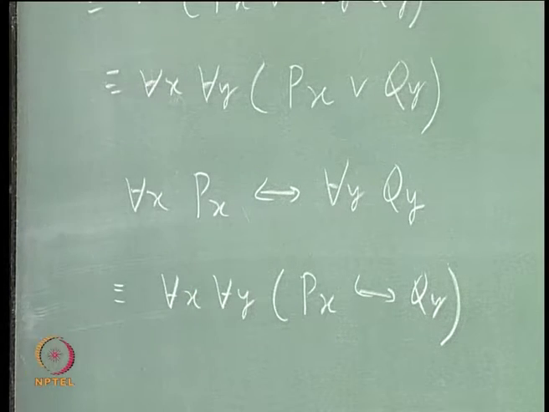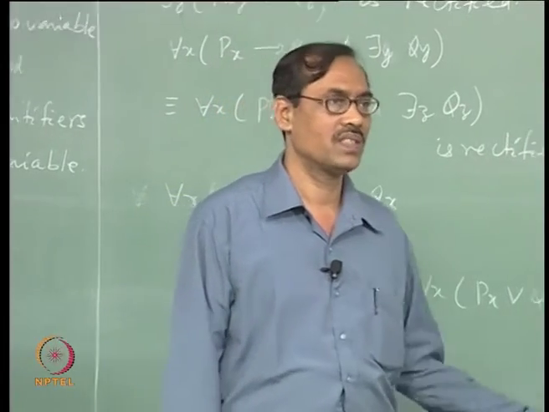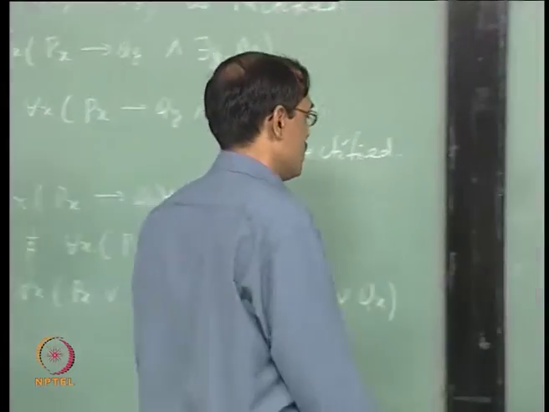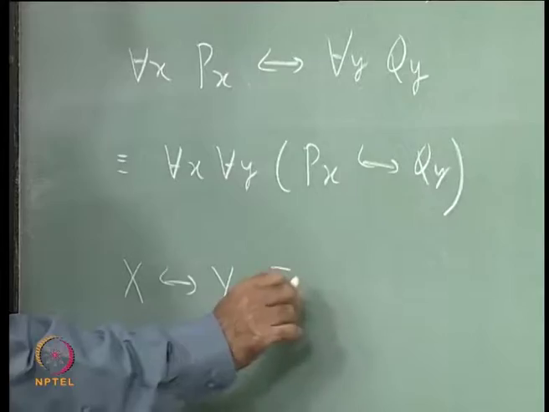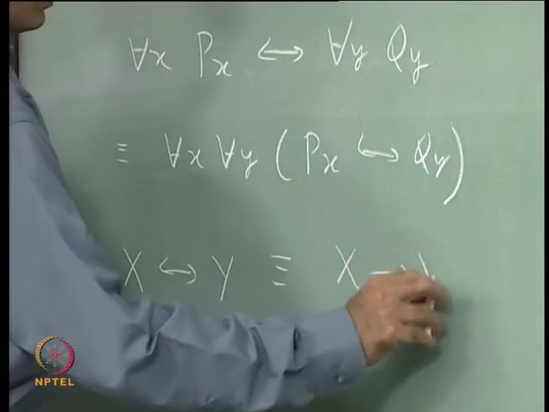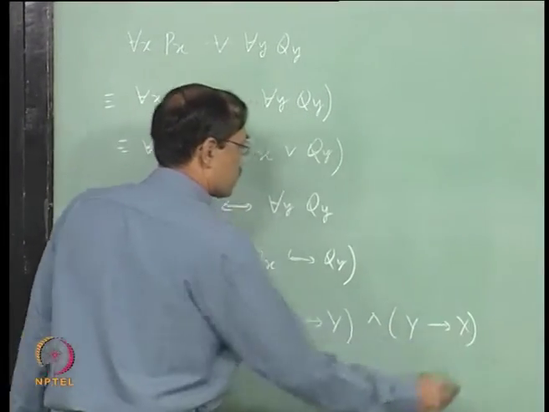So, first we need to change the biconditionals to implies and or any other form. So, let us stick to one. Say we will be changing all these biconditionals, x biconditional to y is equivalent to say x implies y and y implies x.